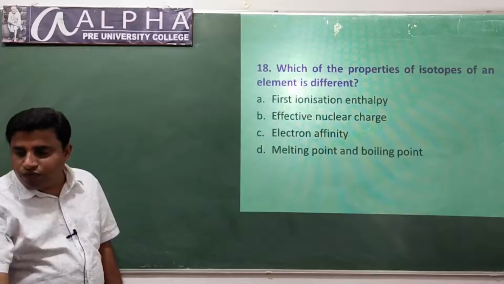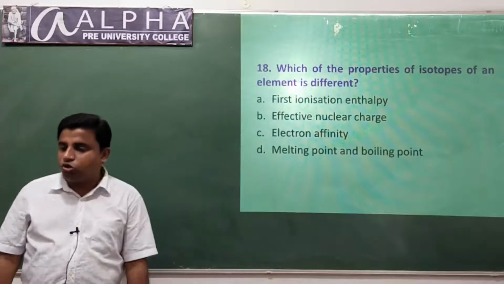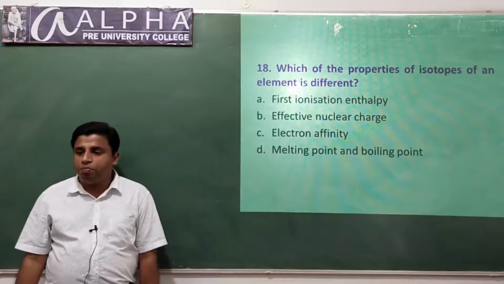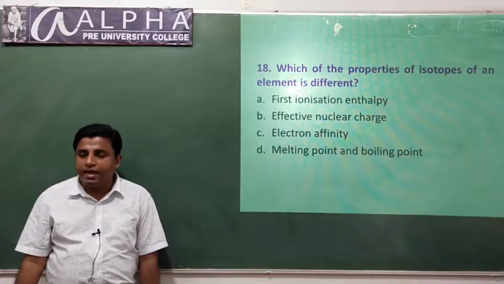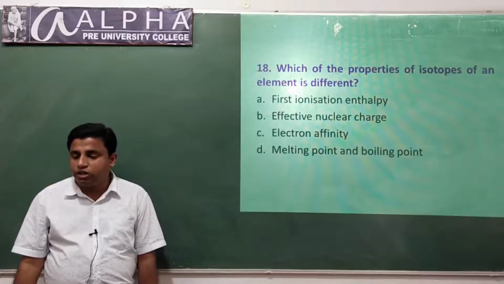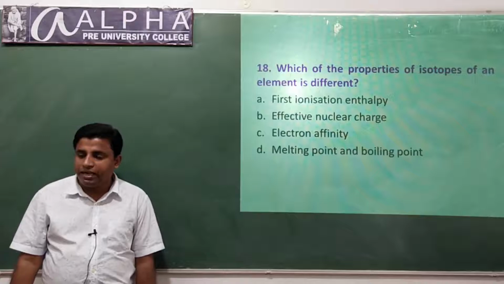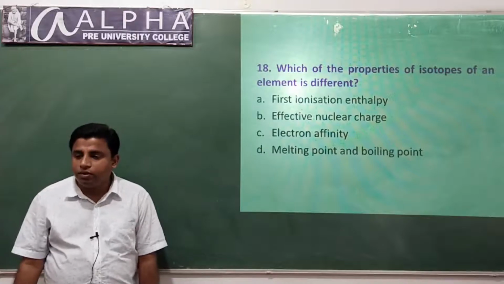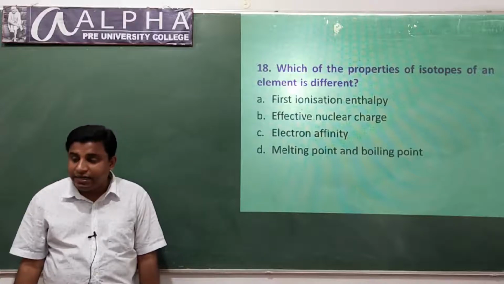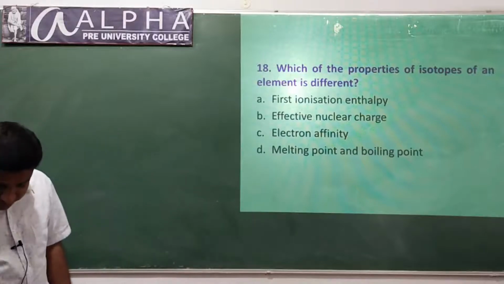Which of the properties of isotopes of an element is different? Is it the first ionization enthalpy, effective nuclear charge, electron affinity, or melting point and boiling point? Which of the properties of isotopes of an element is different?